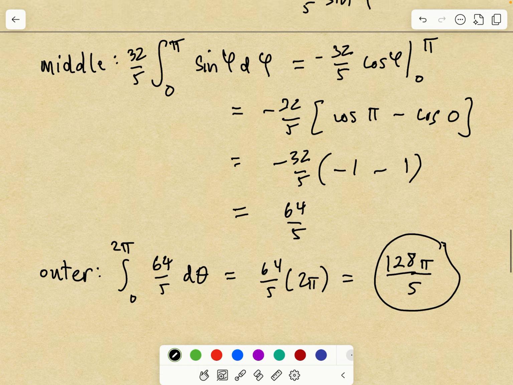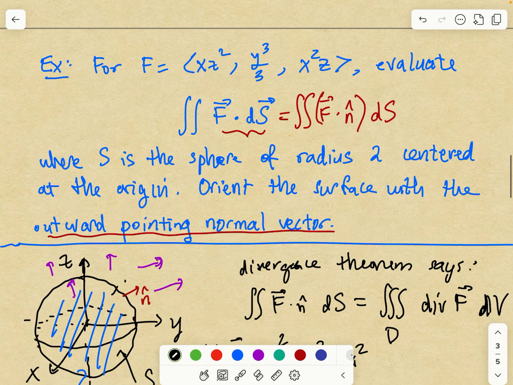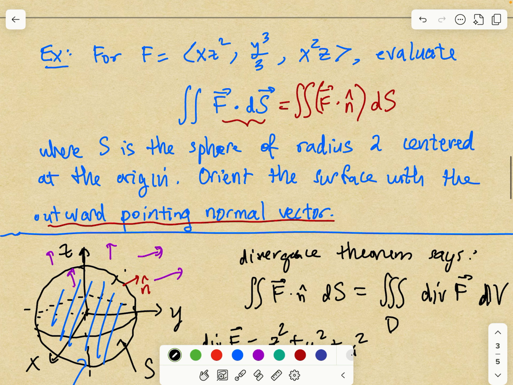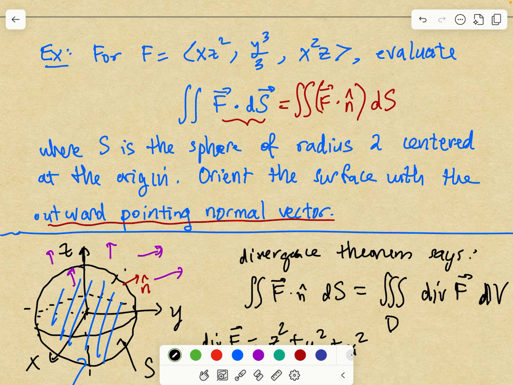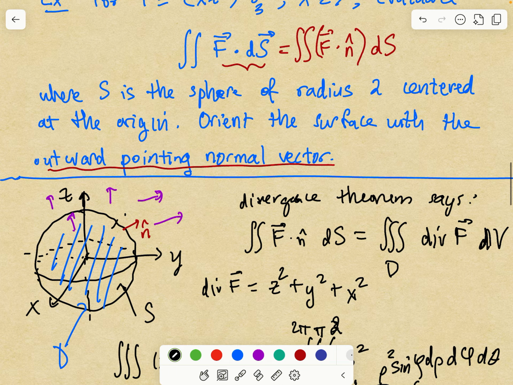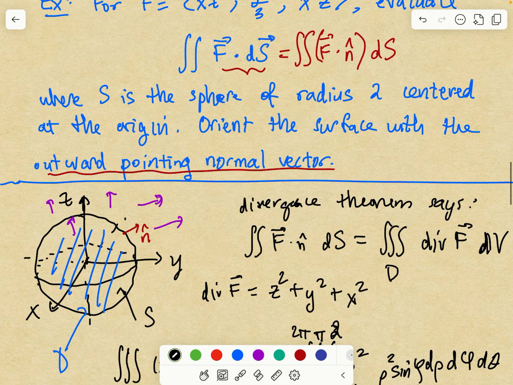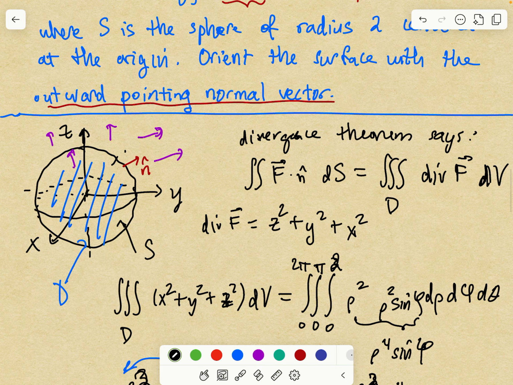So that's a simple example of the divergence theorem. Notice it doesn't tell you to use the divergence theorem, but when you're evaluating a vector surface integral over a sphere, it does often help to use the divergence theorem.